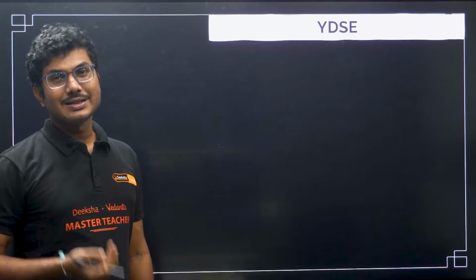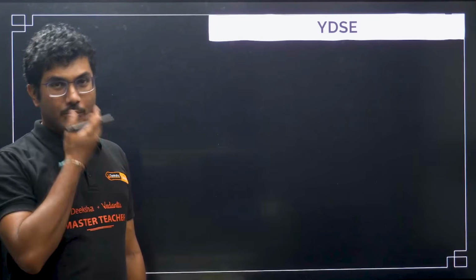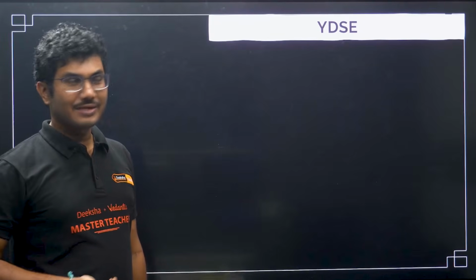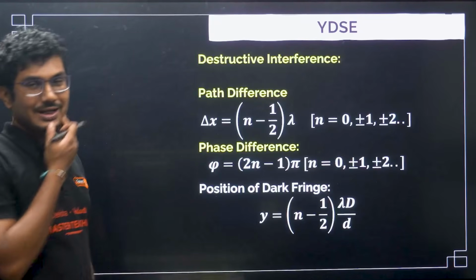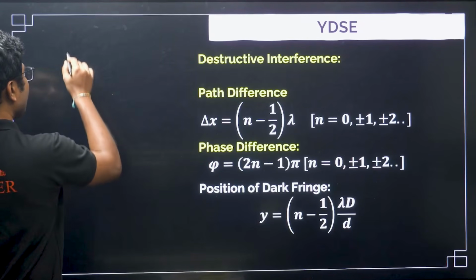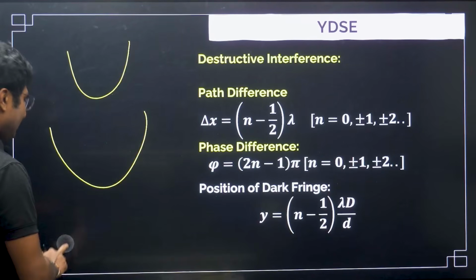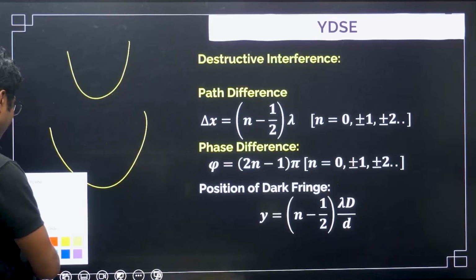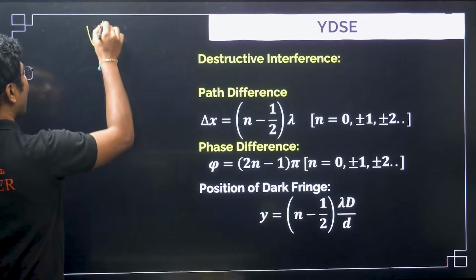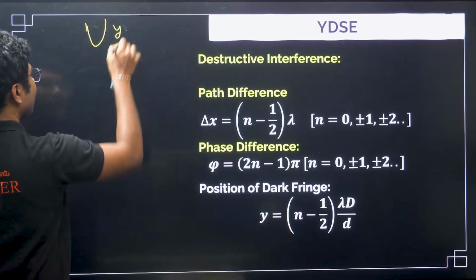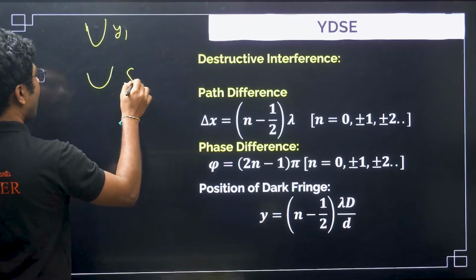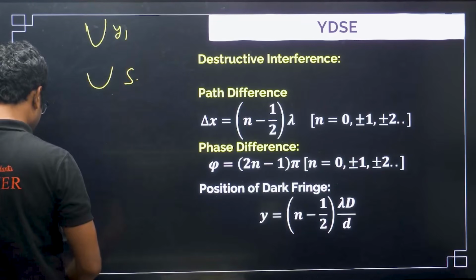Now, what about the opposite of bright? Opposite of bright is dark, right? Opposite of constructive is destructive. So, let us now discuss destructive interference. When does it happen? If both lights coincide like this, you get destructive interference. Suppose this is y1, this is y2, or source 1, source 2.